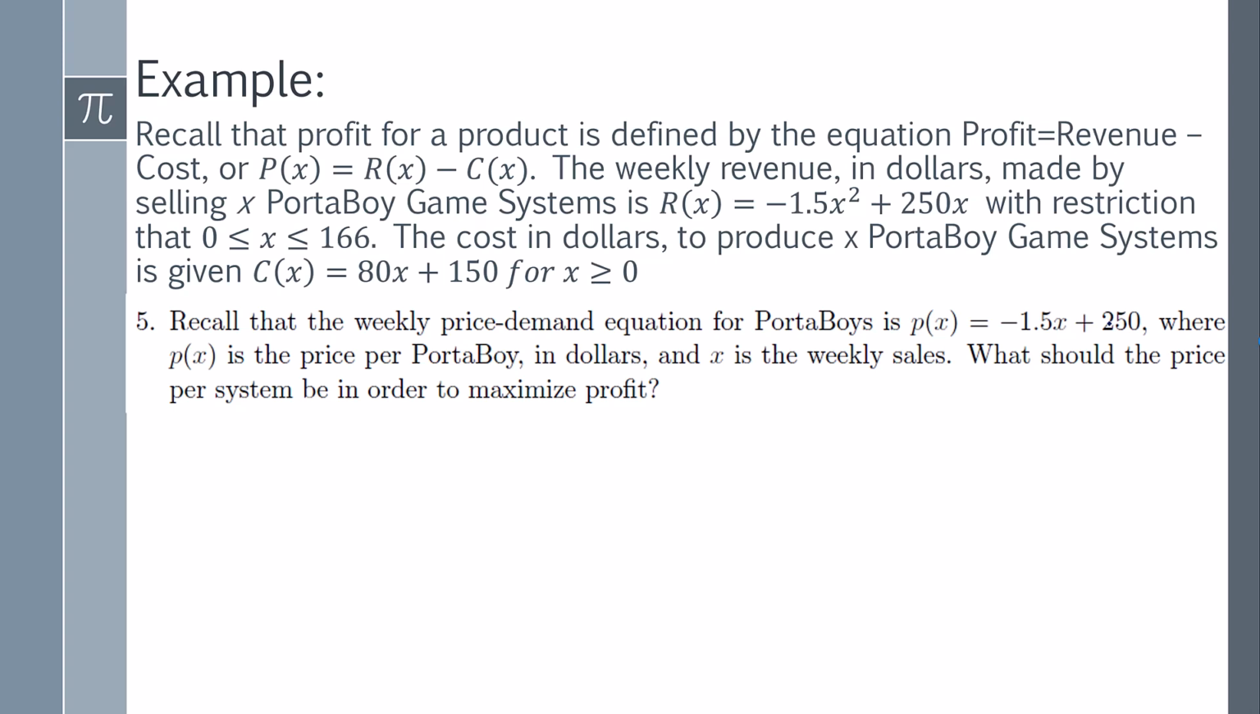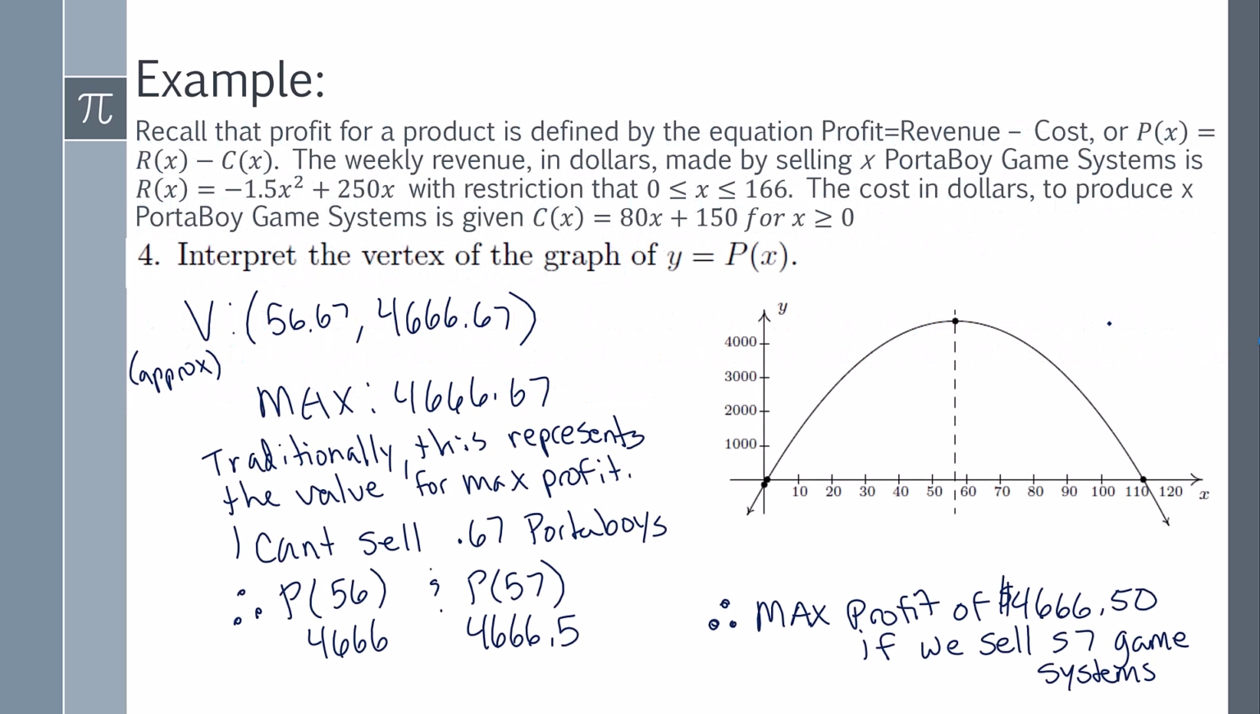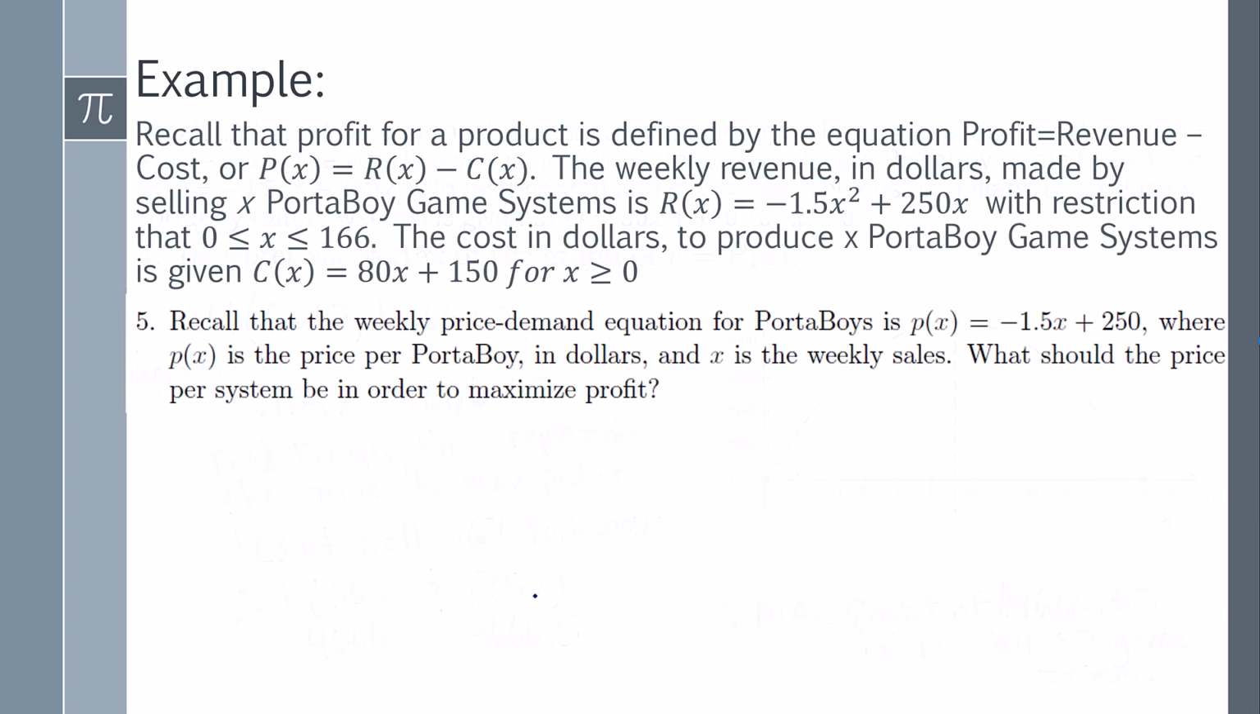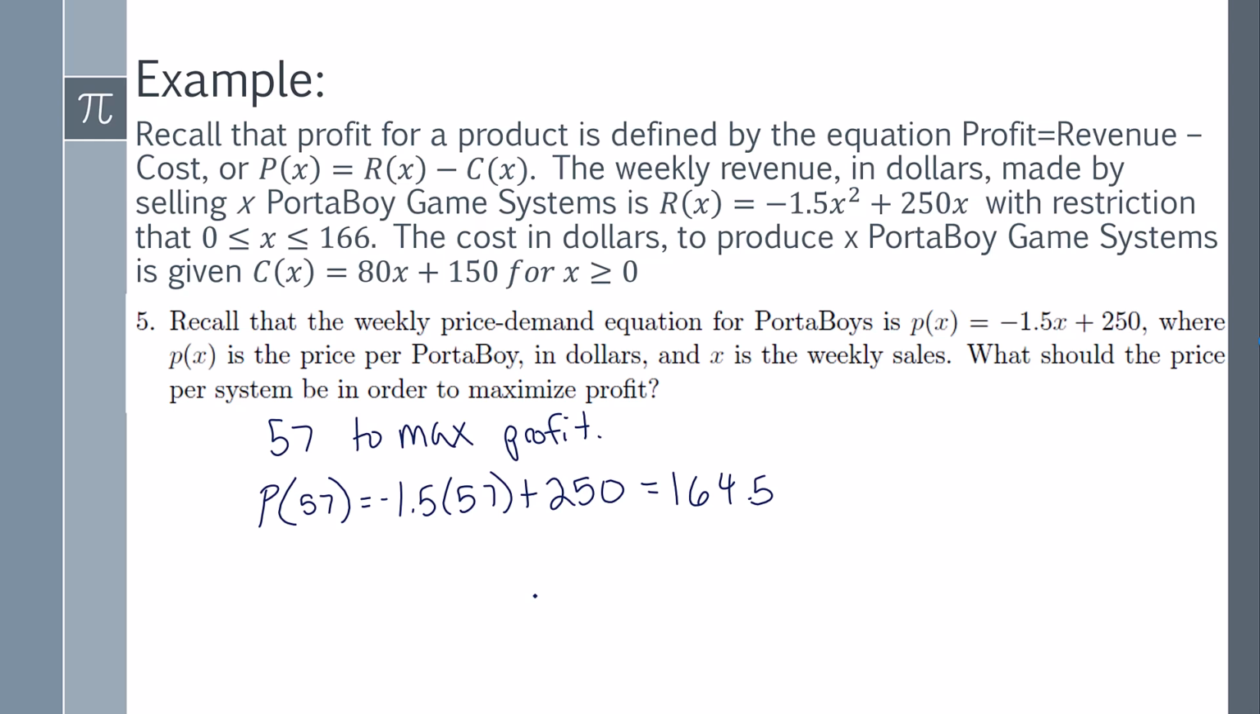Now going back to the price demand function. If I give you this price demand function, negative 1.5x plus 250, where P of x is the price per Portaboy in dollars and x is the weekly sales, what should the price be? If I found the maximum profit, it's saying I need to sell 57 of these. To know how much I need to sell each one for, we plug that into the price demand function, and we need to sell them at $164.50 to maximize that profit.